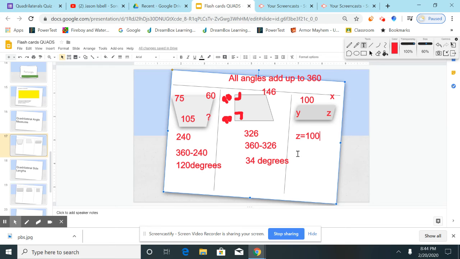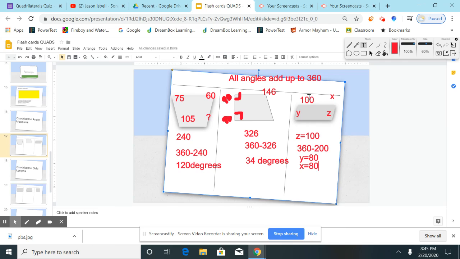Then do 360 minus 200. You're going to wind up with 160 degrees. That's not quite your answer yet because both of these two equal 160. You know that they're both equal because opposite angles are equal in a parallelogram. So you have to divide 160 divided by 2, and you can use a calculator for this. You should wind up with Y equaling 80 degrees and also X equaling 80 degrees.